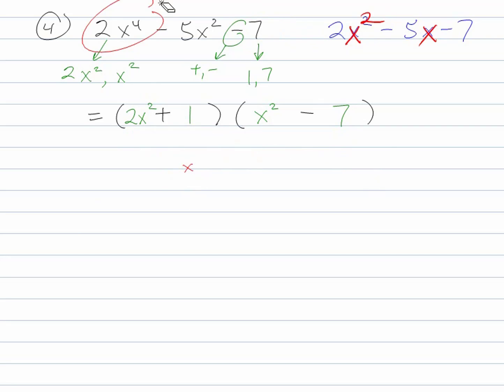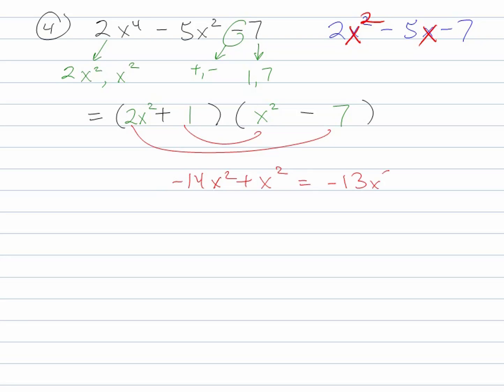So what I really have to focus on are the inner and the outer terms. So outer gives me negative 14x squared, and inner gives me plus x squared, which is totally wrong, because that's this, which is not that. So that's bad. And so I have to figure out where I'm going to go from here. Since the number was completely wrong, I'm going to switch my numbers. So instead of 1 and 7, I'm going to do 7 and 1.